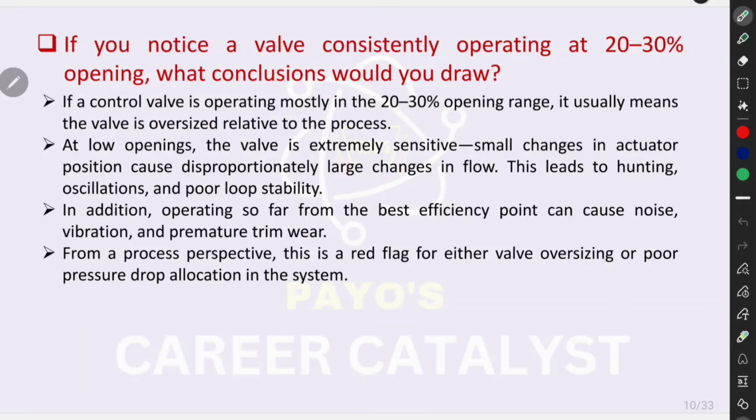At low openings, the valve is extremely sensitive. Small changes in actuator position cause disproportionately large changes in the flow. This leads to hunting, oscillations, and poor loop stability. In addition, operating so far from the best efficiency point can cause noise, vibration, and premature trim wear. From a process perspective, this is a red flag for either valve oversizing or poor pressure drop allocation in the system.